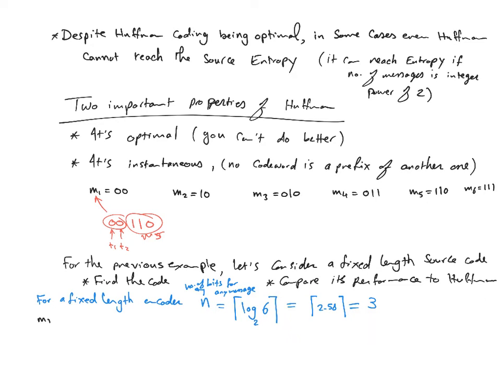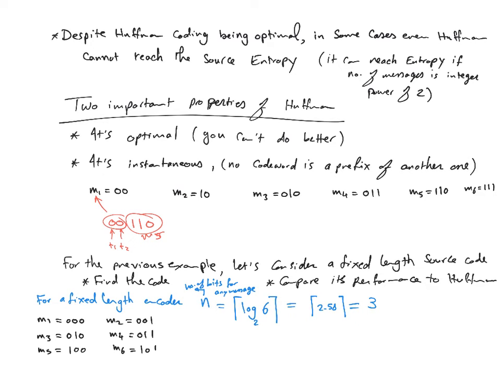You can say M1 is equal to 0, 0, 0, for example. M2 is equal to 0, 0, 1. M3 is equal to 0, 1, 0. M4 is equal to 0, 1, 1. M5 is equal to 1, 0, 0. M6 is equal to 1, 0, 1. That's it. These are the codes. You can choose something else.